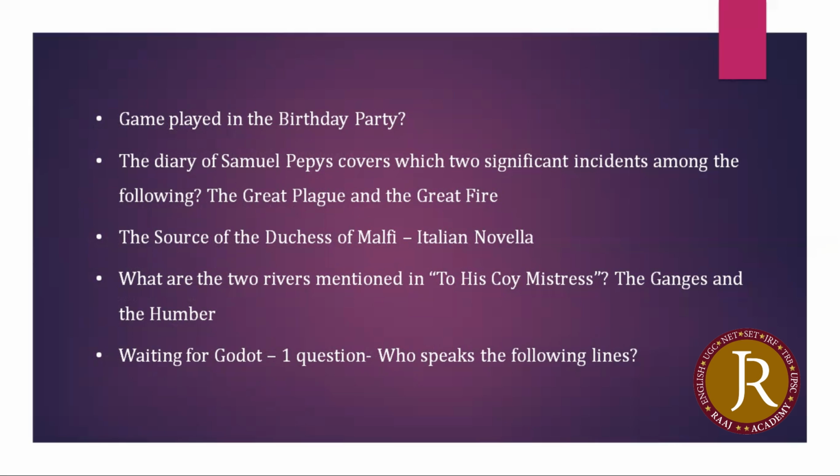What are the 2 rivers mentioned in To His Coy Mistress? We could expect, like in Duchess of Malfi and To His Coy Mistress, these are major works, so we should expect detailed questions. It's a very important question: what are the 2 rivers mentioned? The rivers are Ganges and Humber. We often find that, and this question was repeated even in one of the previous exams.